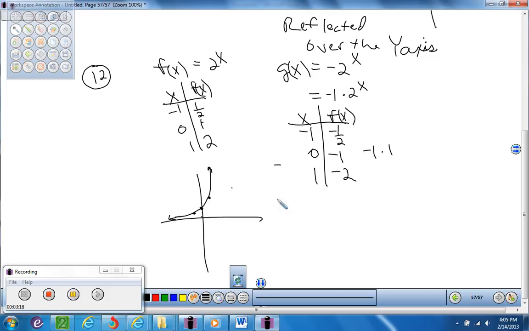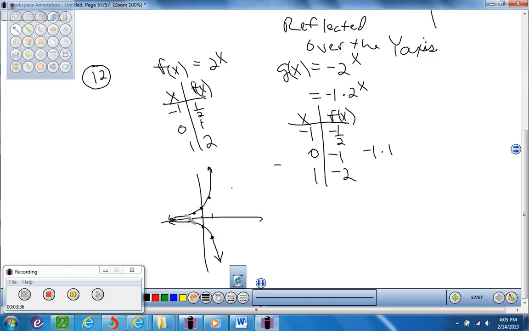Alright, now for this one. Here I have negative 1. When I'm at negative 1, I'm down at negative 1/2, so I'm down here. Now I'm at 0, I'm at negative 1. And then when I'm at 1, I'm at negative 2, so I'm down here. So we're coming down like this.